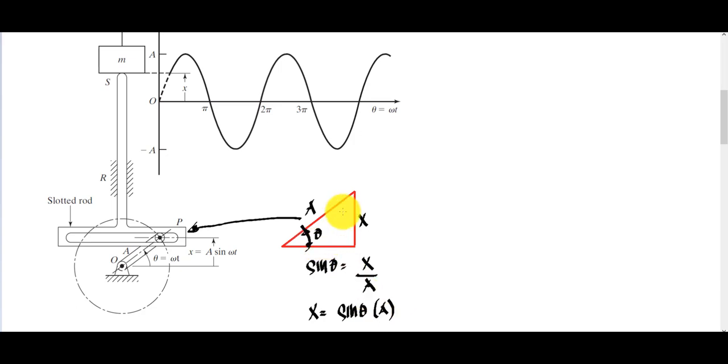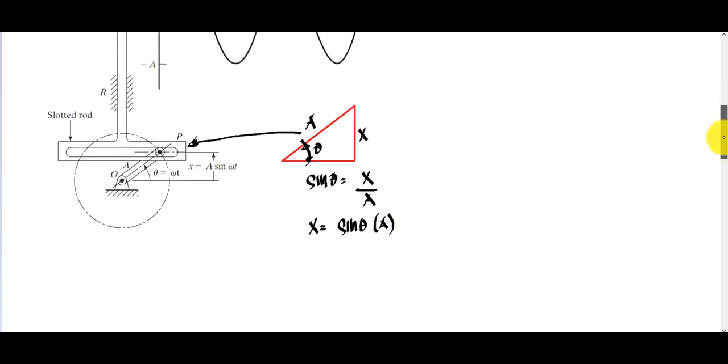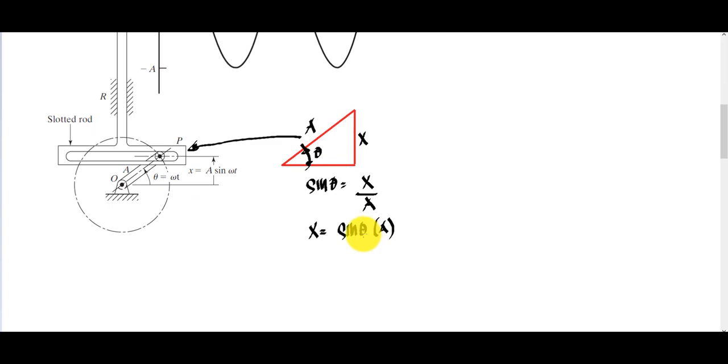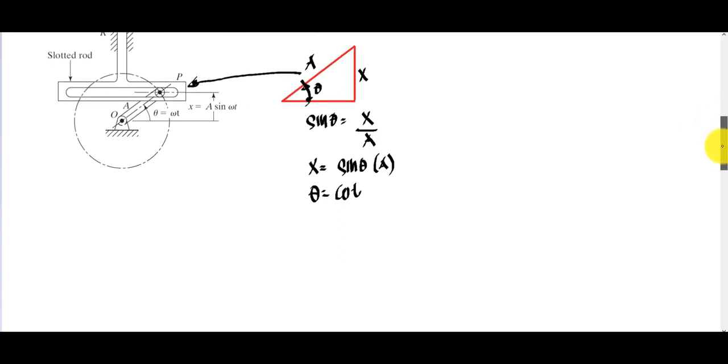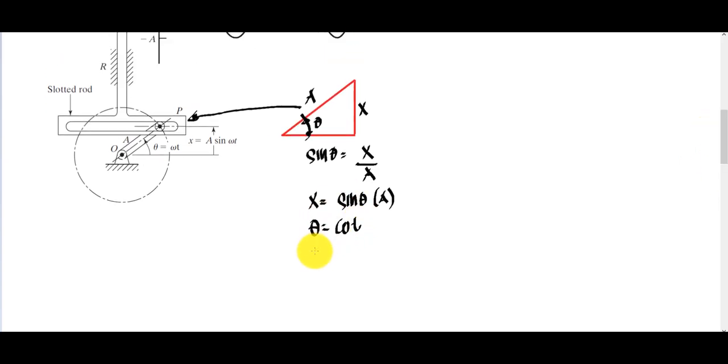We can also express this where theta is equal to the angular velocity times time. Substituting that, we now have x equals A sine of theta, where the value of theta is the angular velocity times time. That is where this equation comes from.